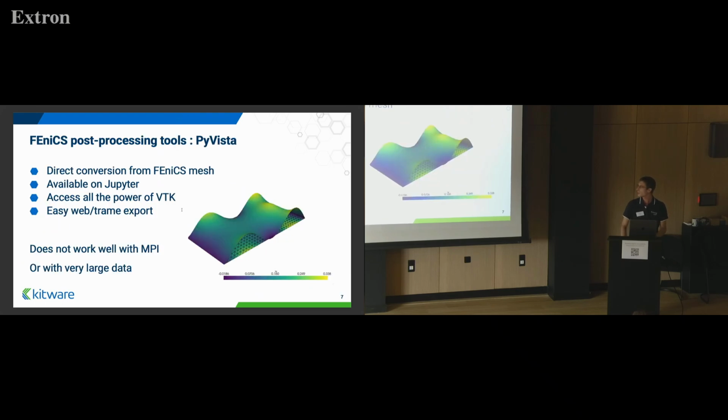Okay, so let's review the tools currently available for FEniCS post-processing. The one I've seen today, this morning especially, is PyVista. It's really easy to plug in. It's a simple library, and it's actually based on the same library as ParaView, which is called VTK. I'm also a core developer of VTK. So it has all the power of VTK; everything you can do in VTK, you can also do in PyVista.